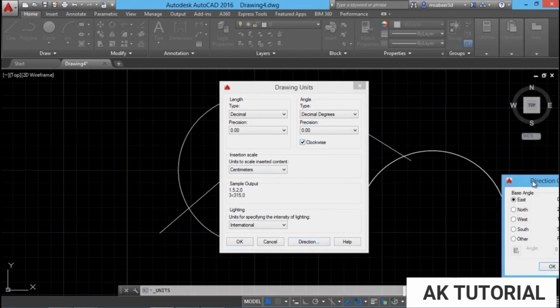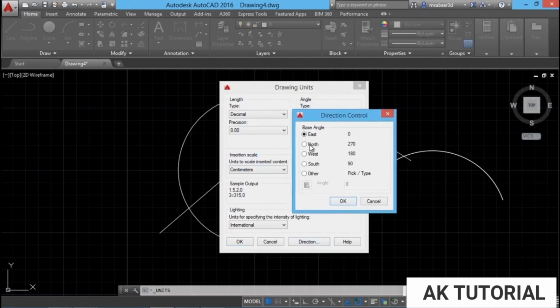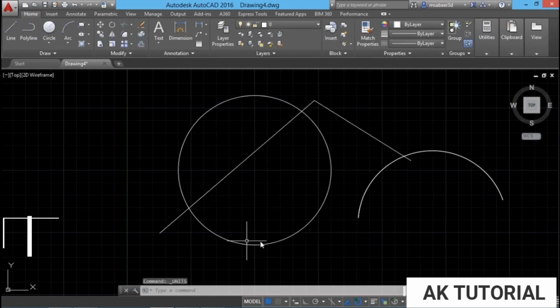Now just click on the Direction button to set the base angle position. By default, the base angle is set at east. That means rightward, the positive x-axis direction. If you select north, your 0 angle will be set at the y-axis direction or in the north direction. You can choose any desired option. I'll set it at east, which is the default. Now you can just click OK to go out of the units command.